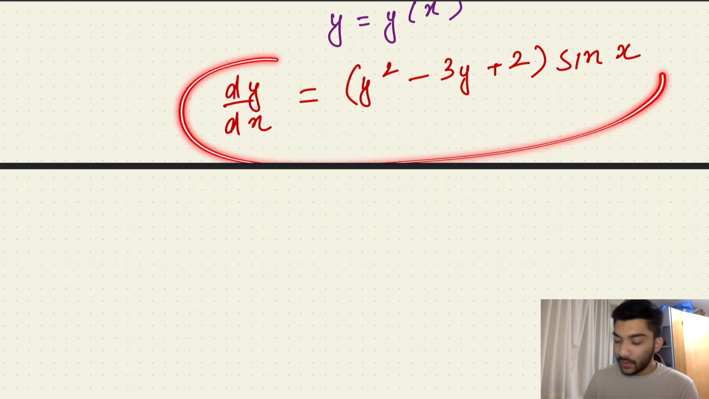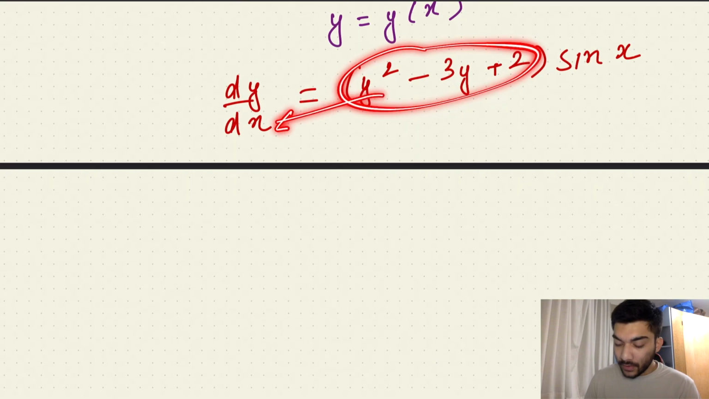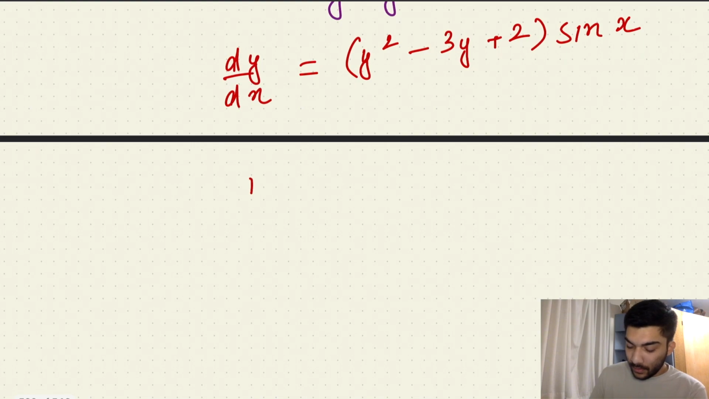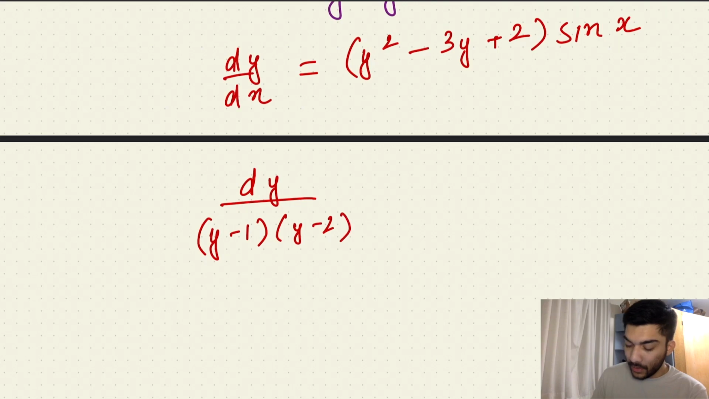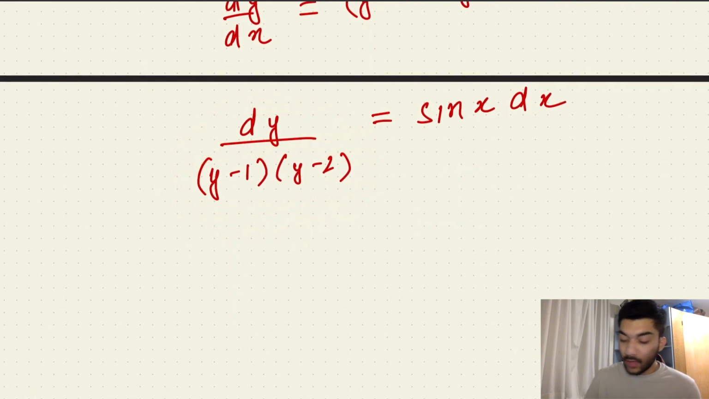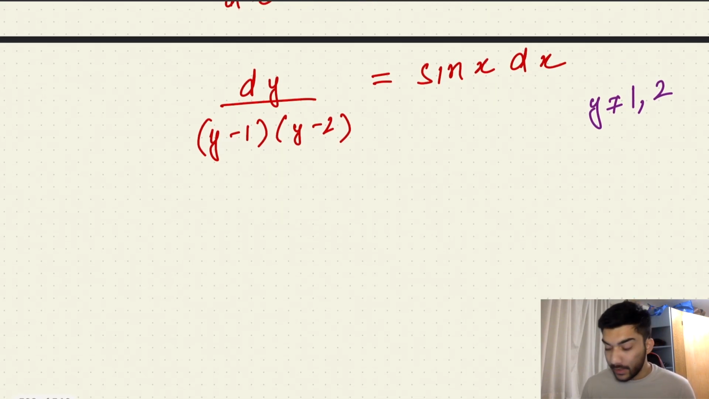Because we want to solve this separable differential equation, we'll have to move this quadratic expression to this side and this dx over to this side. If you do that, you'll get dy over (y minus 1)(y minus 2) in the denominator, and sin x dx on the right-hand side. Since you are dividing the left-hand side by this expression, you have to add a constraint that y is never equal to 1 and never equal to 2 as well. That is an important point that we'll have to consider.